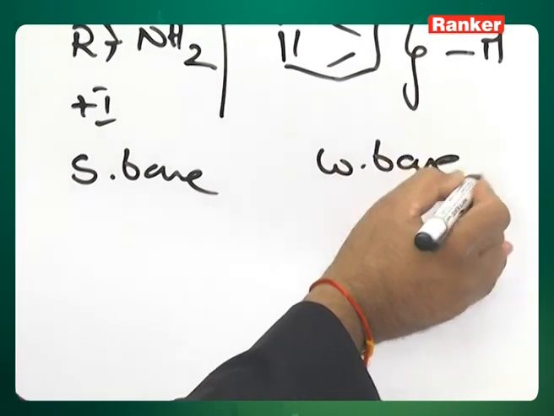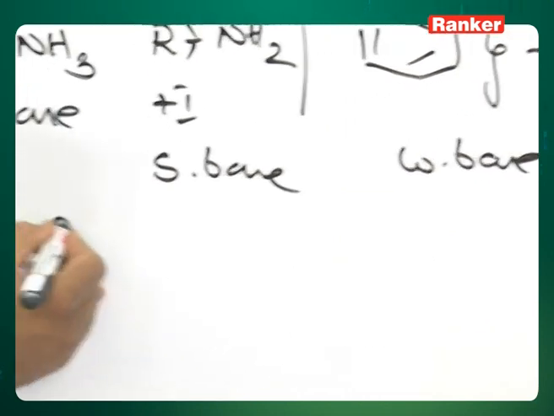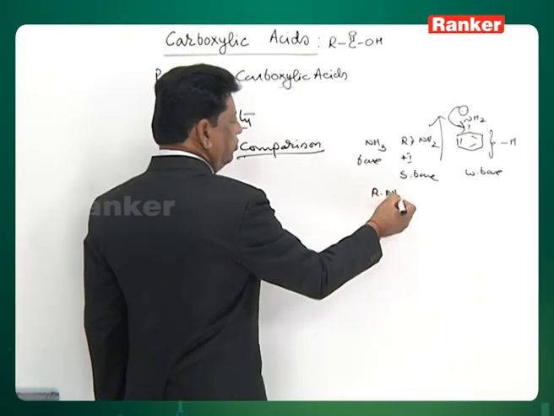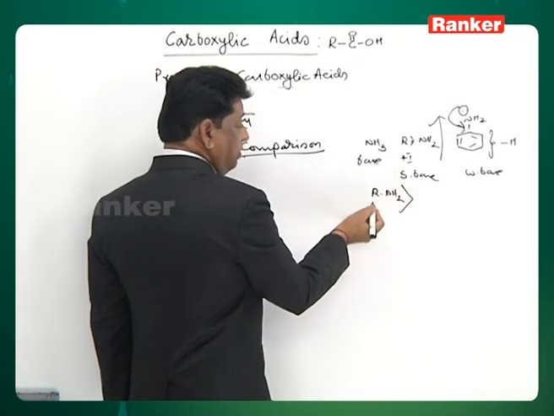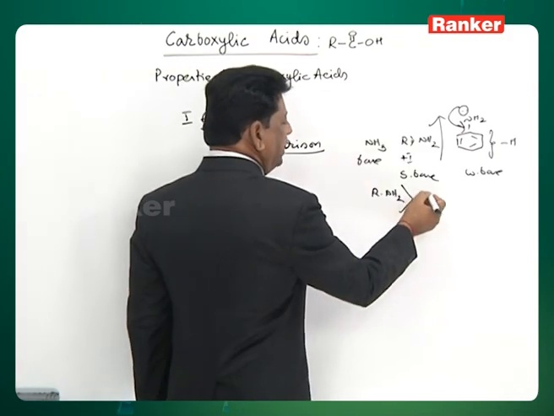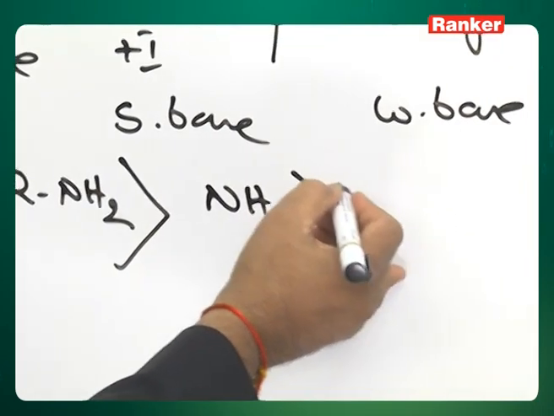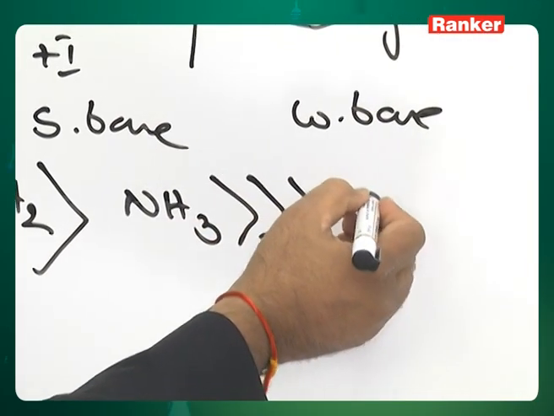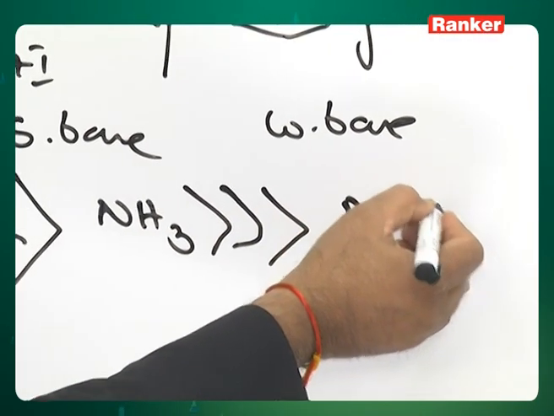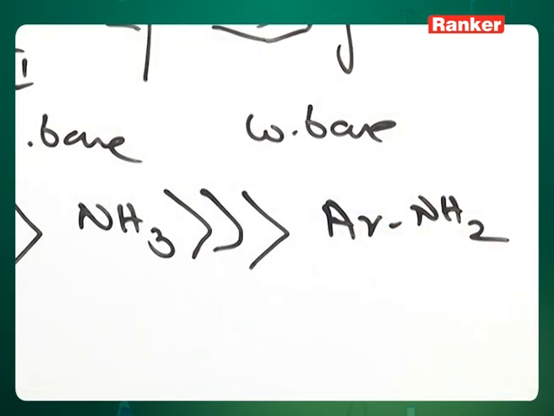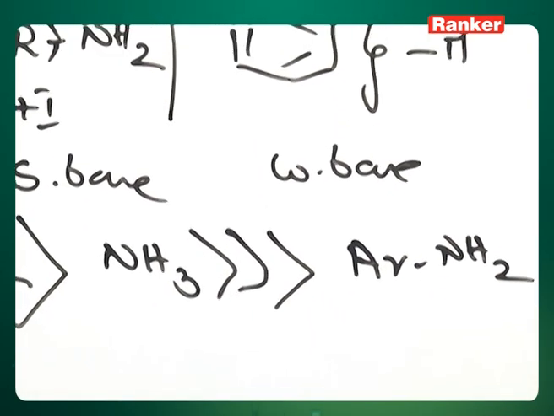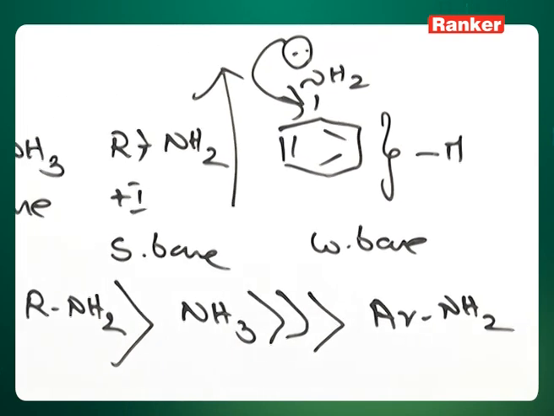So the order you can claim is that RNH2, whenever an aliphatic system is there, will become strong when compared with ammonia. When compared with the weak one, it is really so much weaker whenever an aromatic system is attached to the amino group, because of the minus M effect influencing, so the basicity decreases much more.